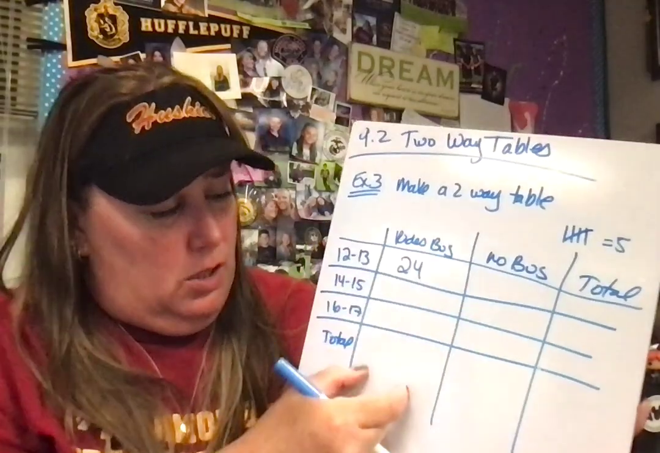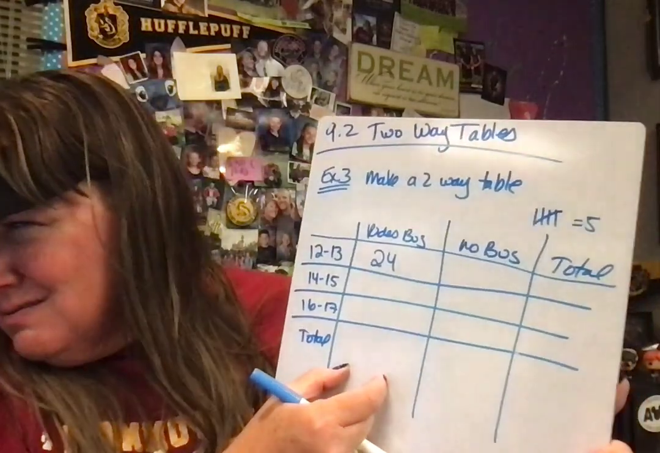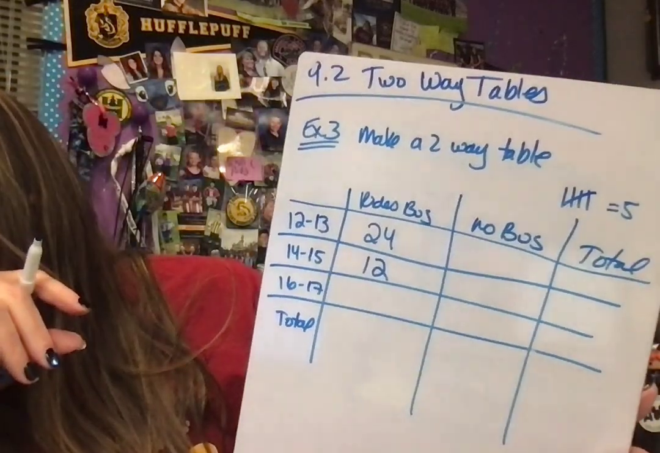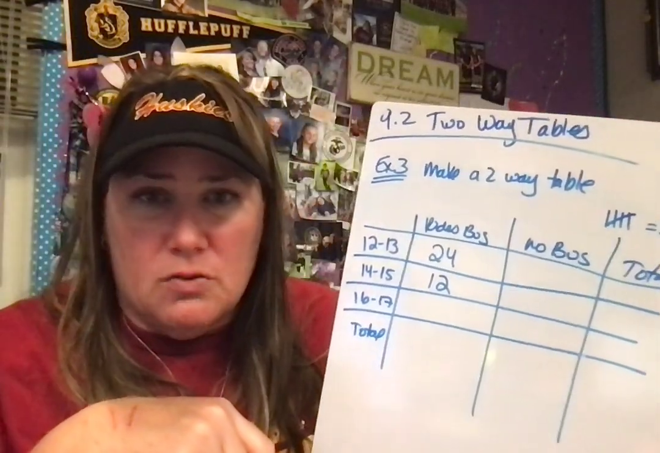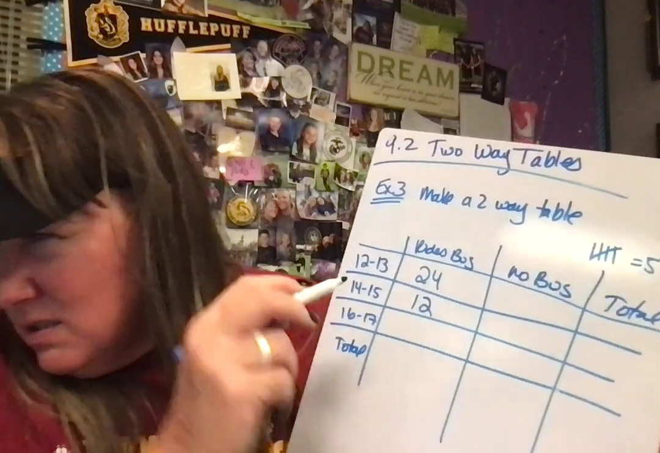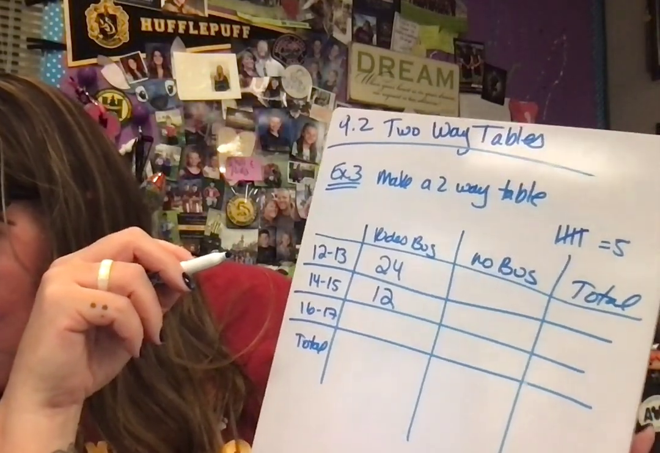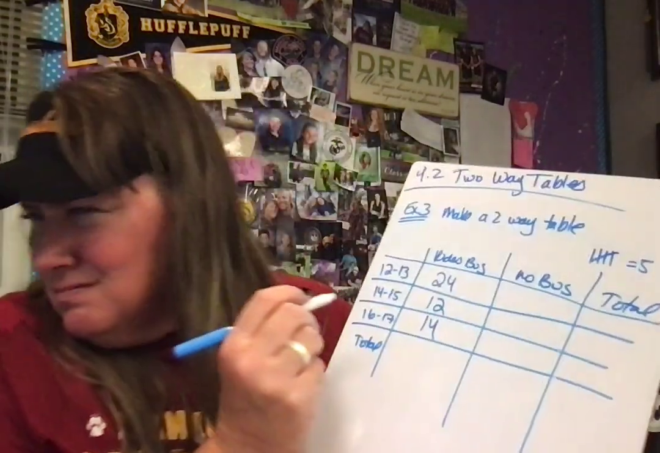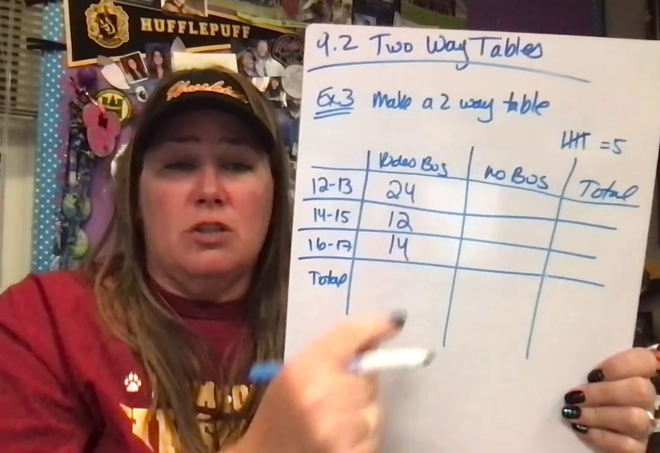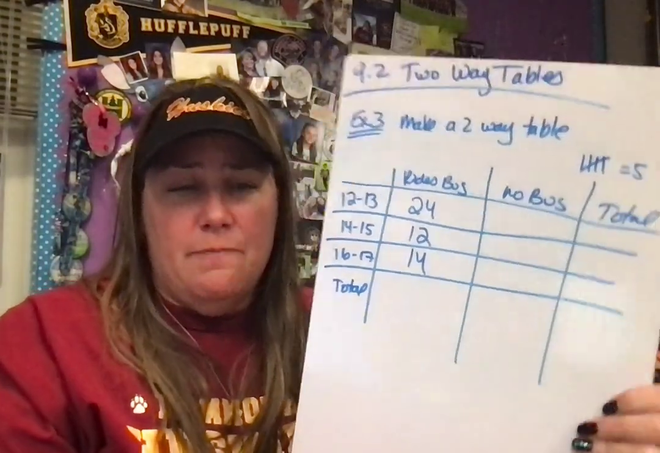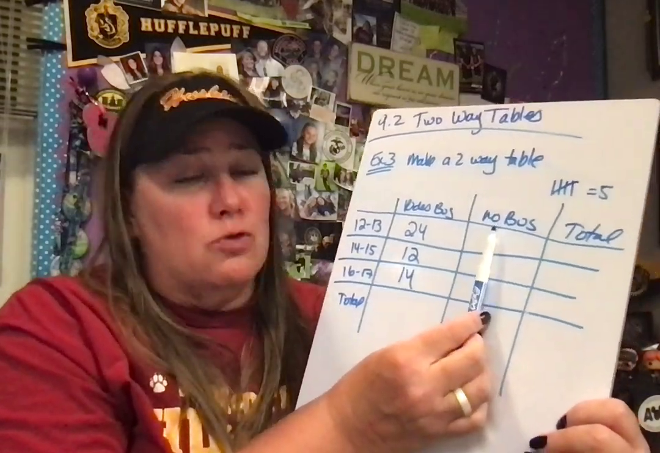So I'm going to go this column. 14 to 15, does that look like 12, I think? Yes, it's 12. It's really small. And then the total number of kids, 16 to 17, who ride the bus. Wow, is that 13 or 14? I'm going to go 14. Okay. So that's the total number of kids who ride the bus, and it does not matter what their age is. Okay. Next one we're going to do is the number of kids who do not ride the bus.